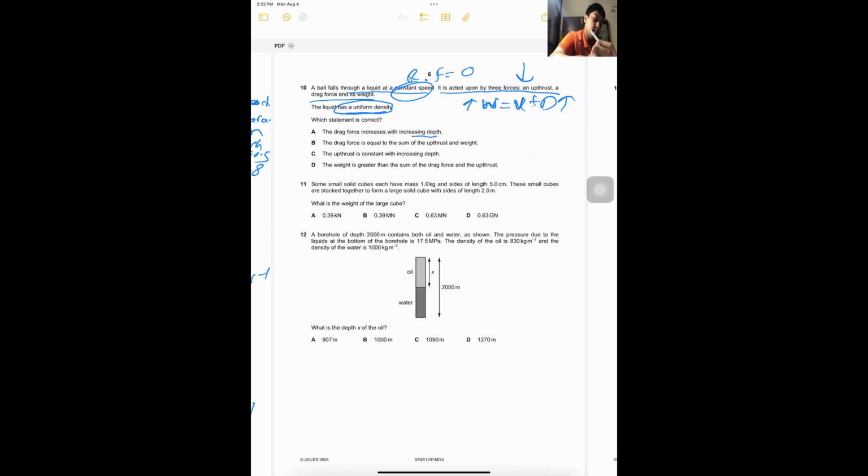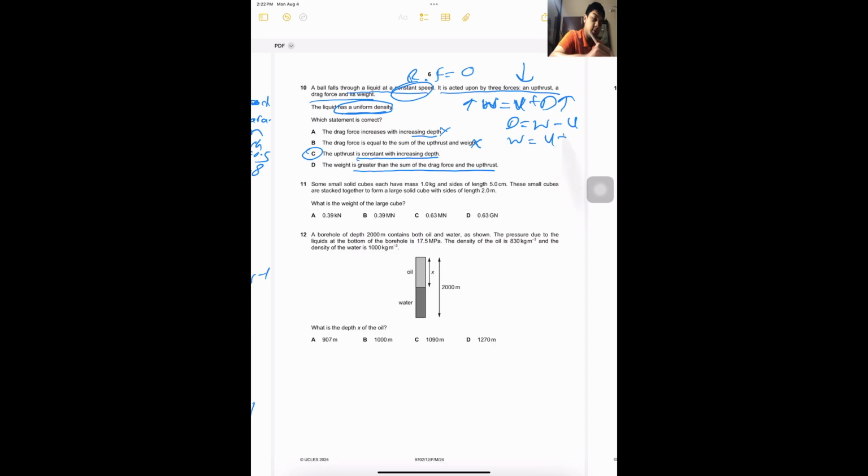So that is wrong. The drag force is equal to the sum of the upthrust and drag force. No, we can see that the drag force is equal to W minus U. So that is wrong. The upthrust is constant with increasing depth. That makes more sense. The weight is greater than the sum of the drag force and the upthrust. No, the weight is equal to U plus D.